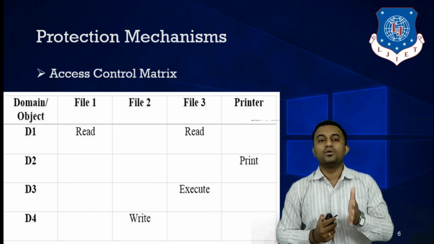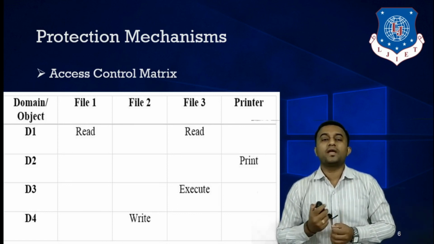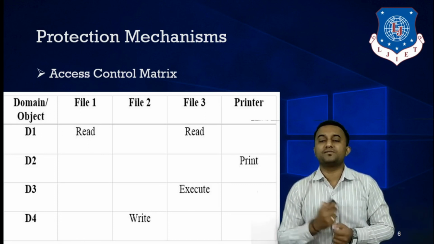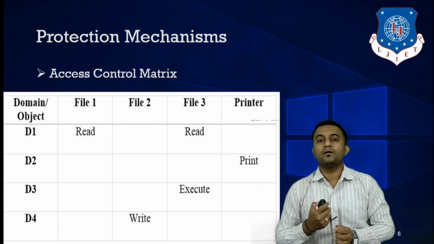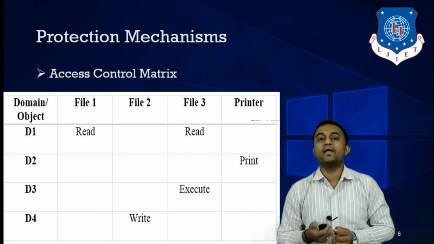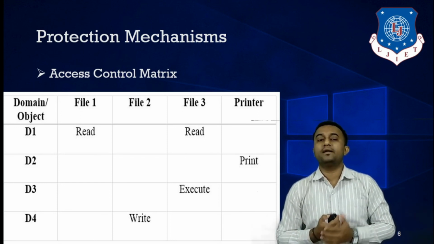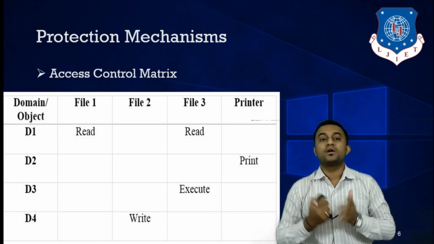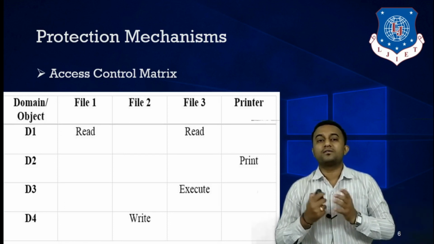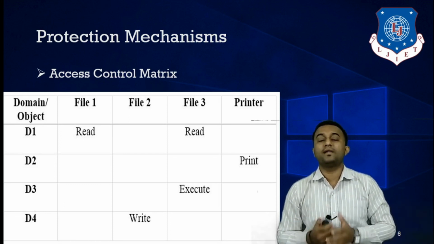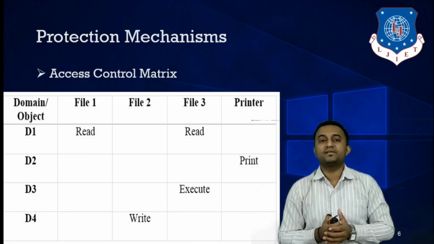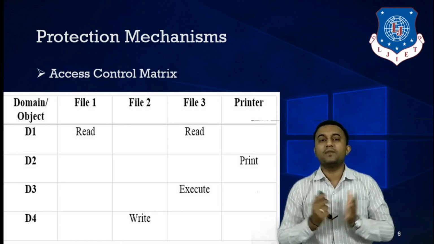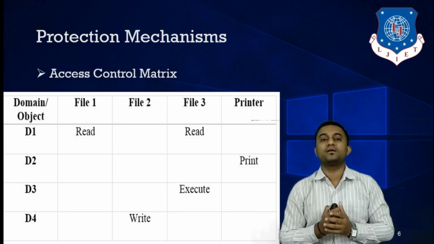In the same way, the D2 person can use the printer and get the print services. The D3 person can read and execute file 3. And at the last we have D4, which can write on file 2. Fine. So this is one access matrix prepared by the administrator, through which we can assign the different privileges.